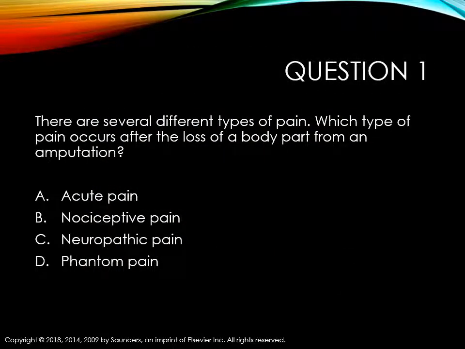Okay, let's do a quick check regarding pain and let's see what you've retained. So let's go through some questions here. Question number 1, there are several types of pain. Which type of pain occurs after the loss of a body part from an amputation? Is it A, acute pain? B, nociceptive pain? C, neuropathic pain? Or D, phantom pain? The correct answer here is D. Next question.